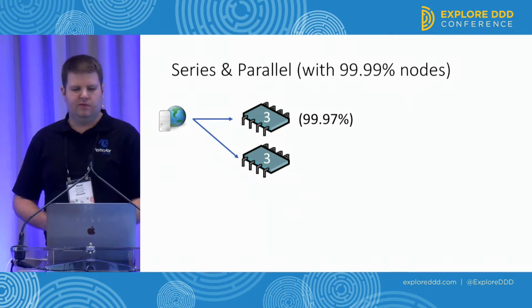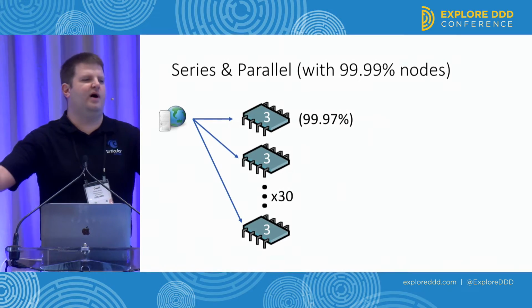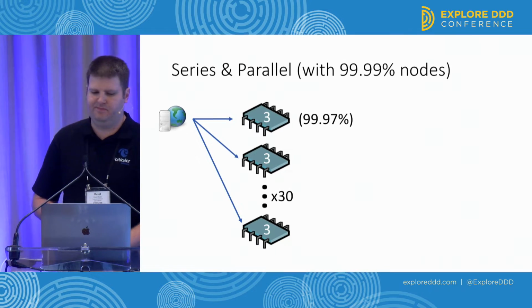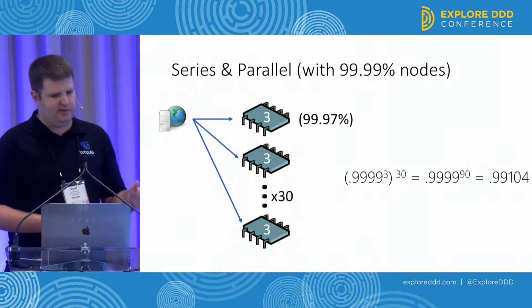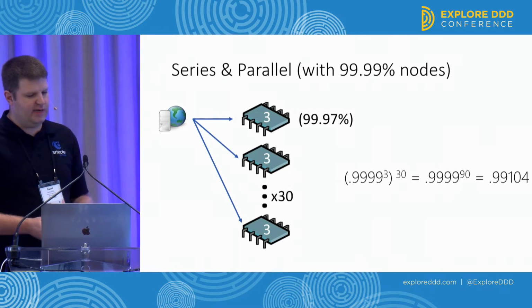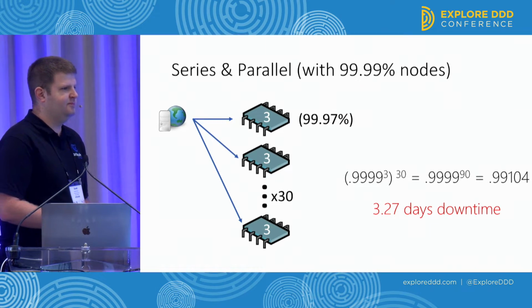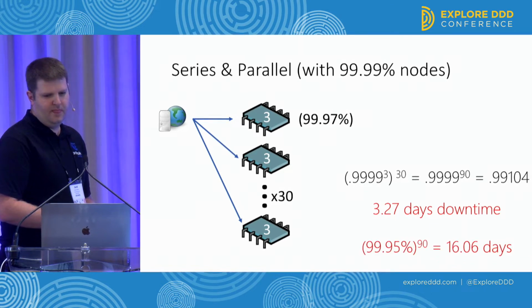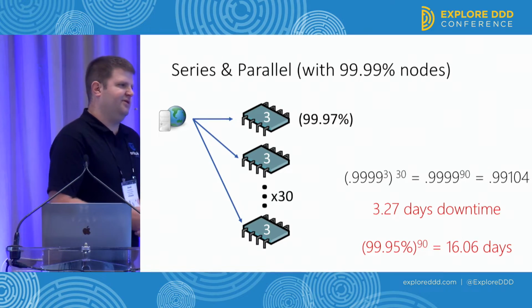99.97% reliability. Let's say we just have a bunch of those. So it's like 30 parallel calls, and then they all need to go on average 2 hops beyond that. The math on that is 4 nines to the 3rd power to the 30th power, which is 4 nines to the 90th power, which is 0.99104, which is already 3.27 days of downtime. And if you take that 99.95% reliability, that's 16 days of downtime.